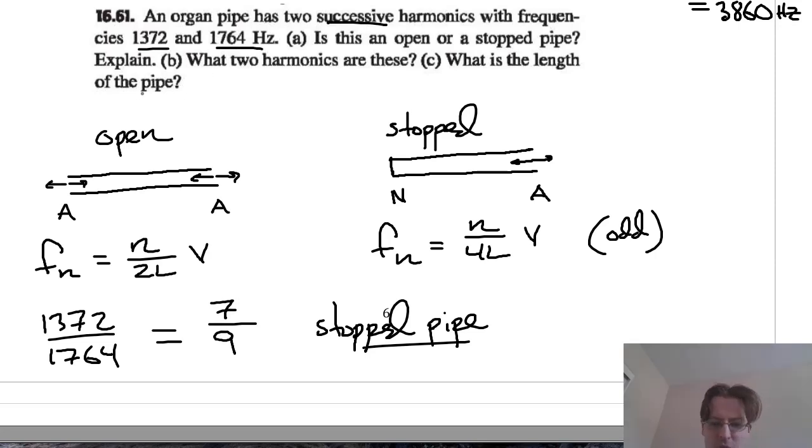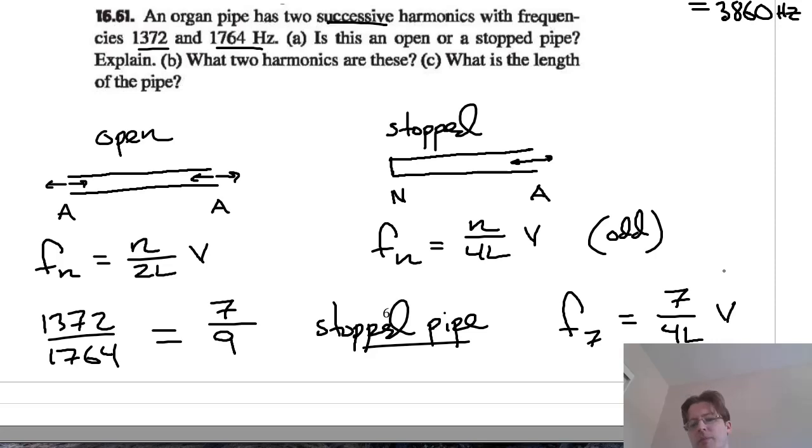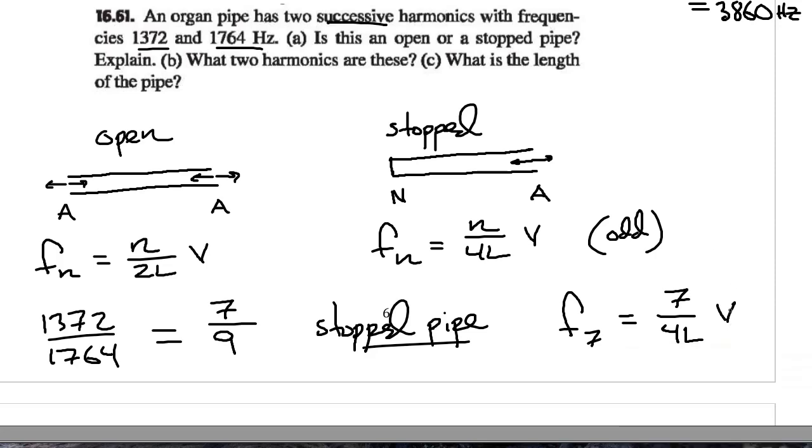And what is the length of the pipe? Well, I could take 7, for example. F7 is 7 over 4L times the speed of sound. I would plug in the speed of sound, 343 meters per second, and plug in the frequency and solve for L. I get a length which comes out to be about 0.4 meters, 0.4375 meters.